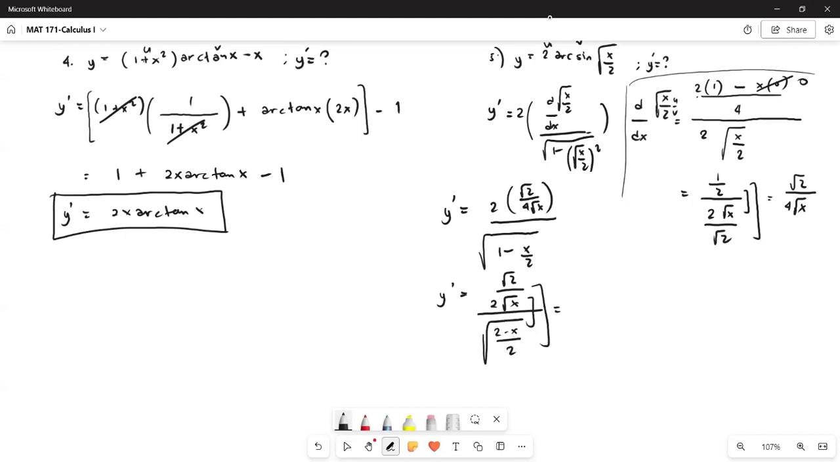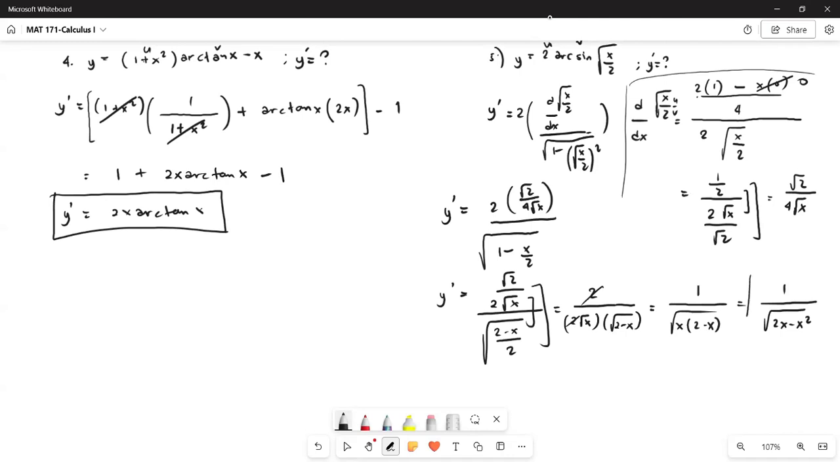So square root of 2 times square root of 2 is just 2. 2 square root of x times square root of 2 minus x, i-write lang muna natin. Since parehas namang square root yung x saka yung 2 minus x, pwede natin silang pagsamahin sa loob ng radical sign. And then may 2 ka sa baba, may 2 ka sa taas, therefore cancel out na yan. Magkakaroon ka ng 1 over square root of x times 2 minus x. Simplify, we will have 1 over square root of 2x minus x squared.